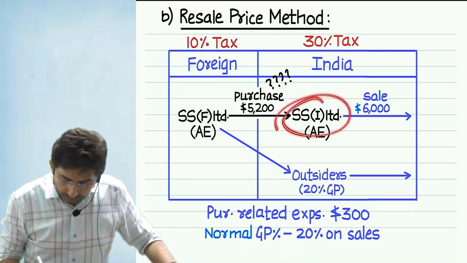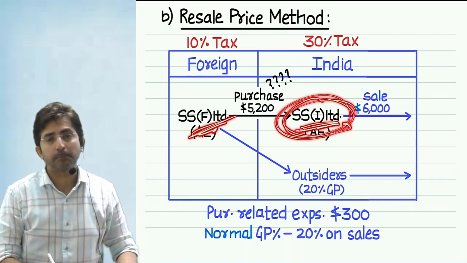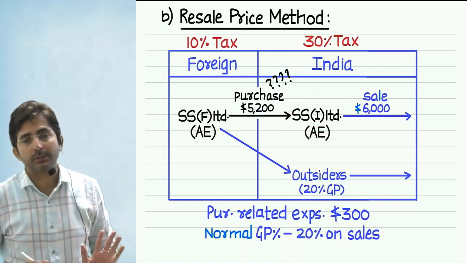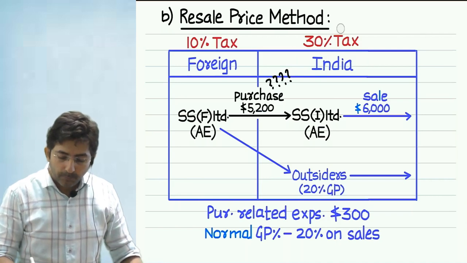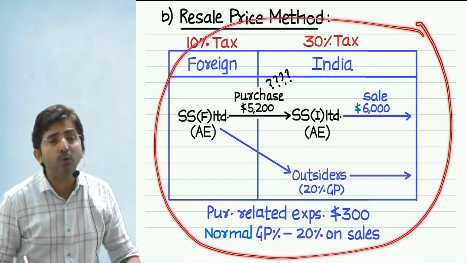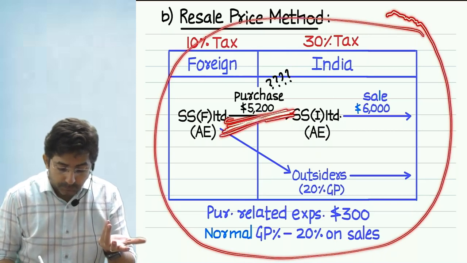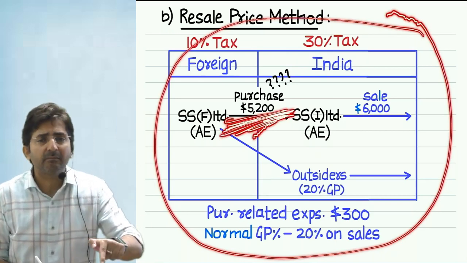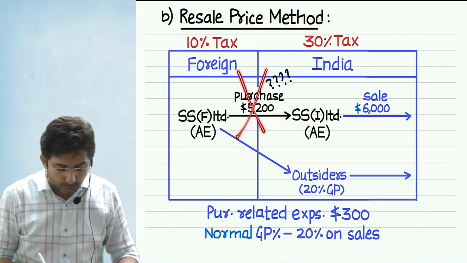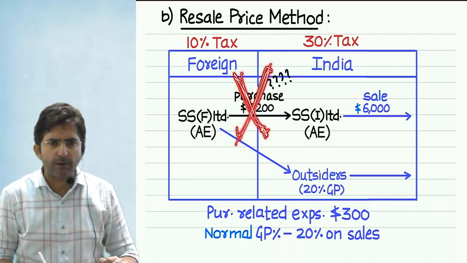See, we don't believe Samsung India. Why? Because it is associated with Korean Samsung. But we can believe outsiders. So the outsiders' GP margin will be given in the question. Now do one thing: with the help of this data, try to find the genuine purchase price which should have been between Samsung India and Samsung Foreign. Because one thing is for sure, we don't trust 5,200. When we don't trust it, we need to find the true price.